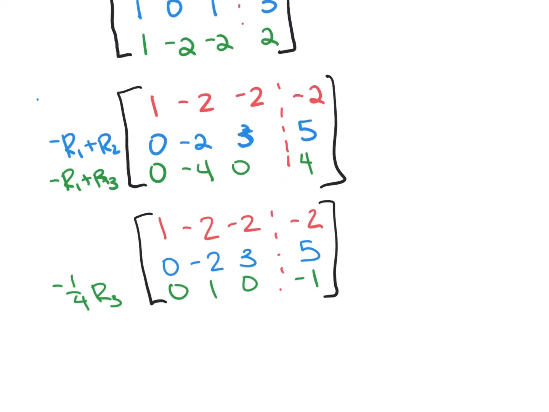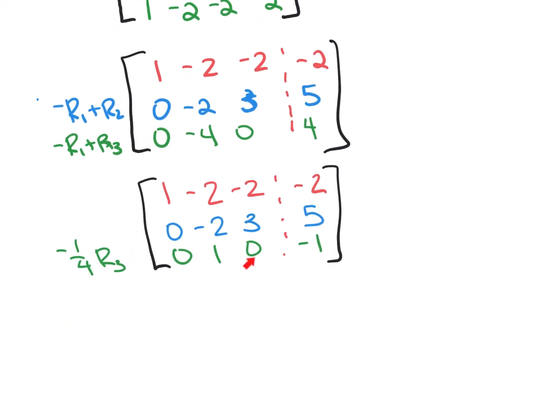And notice what this did. I already see what the x2 variable is equal to. x2 is equal to negative 1. But I'm going to go ahead and row switch those now, because I want that 1 to sit on the main diagonal.